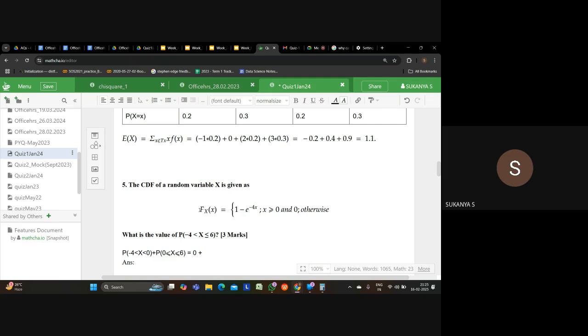Integration, 0 to 6, just the CDF at 6. You have the CDF, so you can directly put it as F of 6. You don't have to integrate or do anything at all. This is the CDF, and the CDF actually gives you the probability of X less than or equal to x.